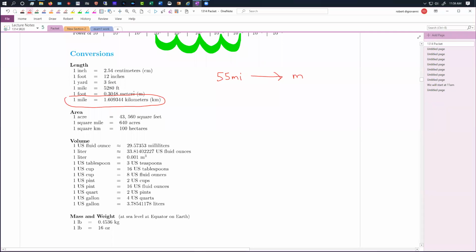Okay, so what I'm going to do is figure out that right there gives me two different conversions. So I'm going to write those down. I have 1 mile over 1.609344 kilometers. It's one way I could write it, or I could write it the other way around.